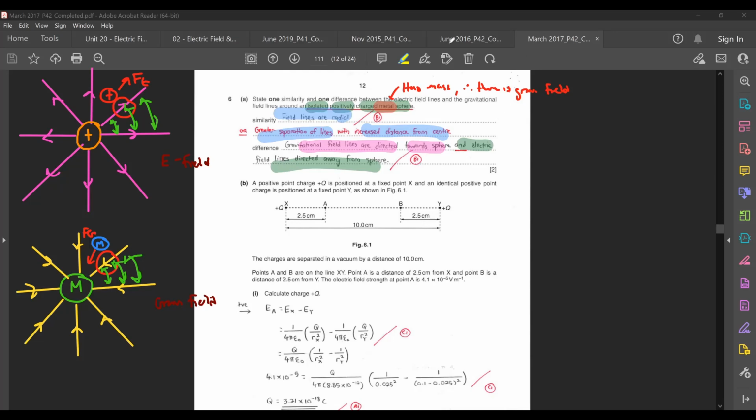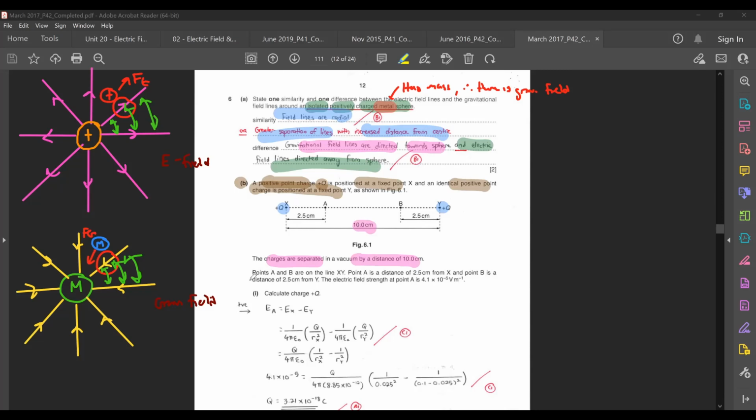Now, if you then move your attention to B, you have a positive point charge Q that's positioned at a fixed point X, and an identical positive point charge that is positioned at fixed point Y, as shown in the figure below. So this one is your charge X with positive Q. This is also your charge Y, also with positive Q. Then after that, they tell you that the charges are separated in a vacuum by a distance of 10 centimeter. This is the separation between them.